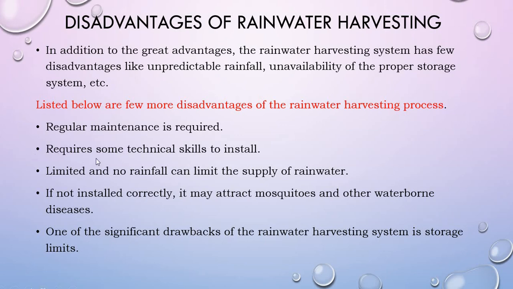The other one is that it requires some technical skills to install. Limited or no rainfall can limit the supply of rainwater. If not installed correctly, it may attract mosquitoes and other waterborne diseases, because the water is accumulated and stored. If water is stored for several days, it may attract mosquitoes and other waterborne diseases. One of the significant drawbacks of the rainwater harvesting system is the storage limit. So these are the different points regarding the disadvantages of rainwater harvesting systems.